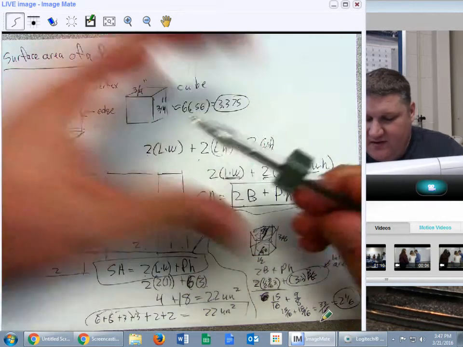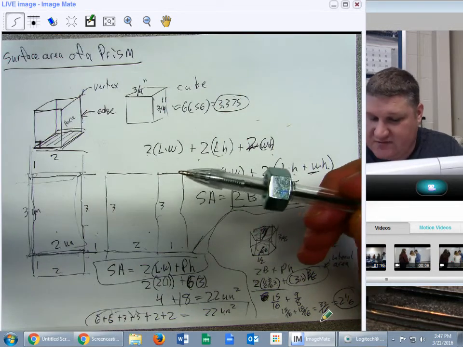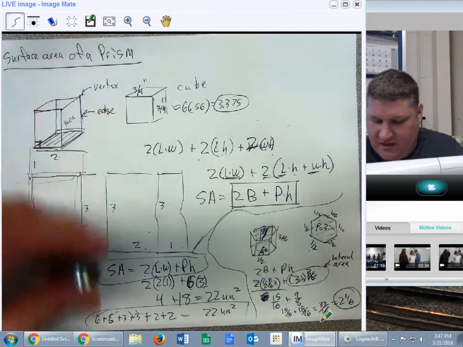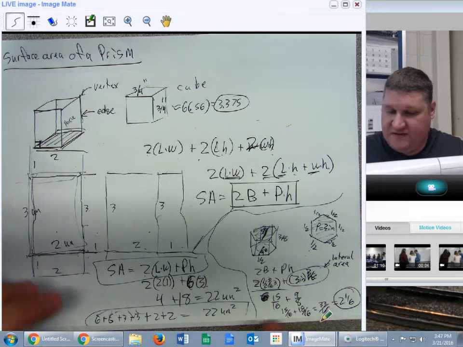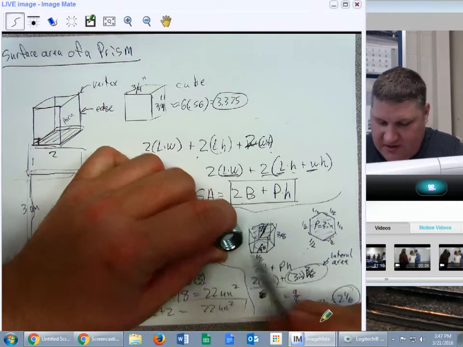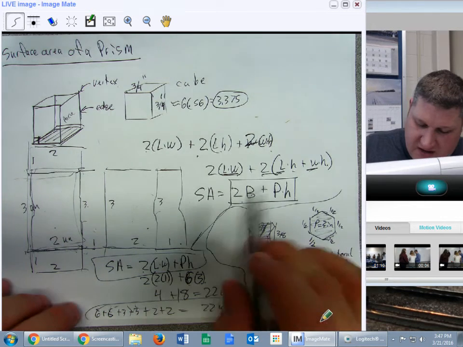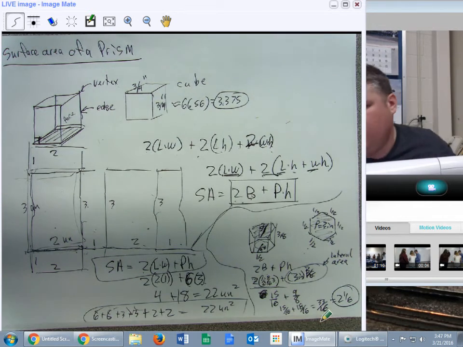Now, by the way, that would be if it were solid. The hole in the middle causes me all sorts of problems, because if I actually wanted to find the surface area without the hole, I would have to subtract a circle here and a circle here. But that's kind of above where we're headed. The basic thing is 2b plus ph.